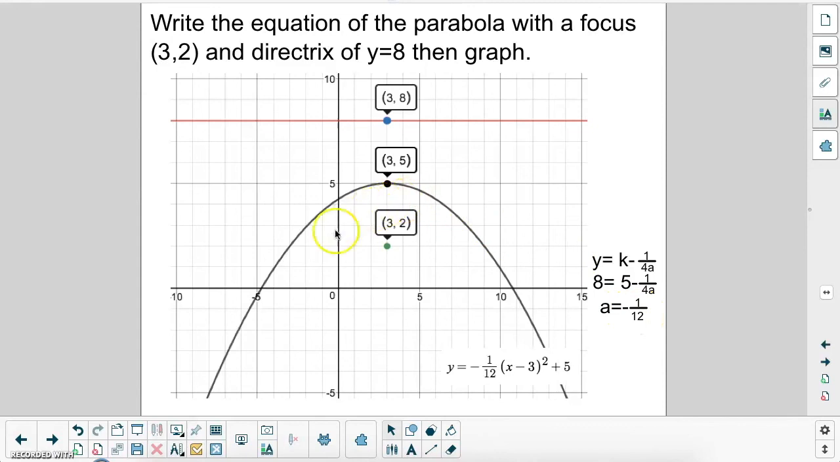So I can see according to this graph here, I have the equation y equals -1 over 12, which is my a value I solved for, times (x minus 3) squared plus 5, using that h and k value that we solved for using the midpoint. So this is the graph of our parabola that we used the directrix and focus to find.